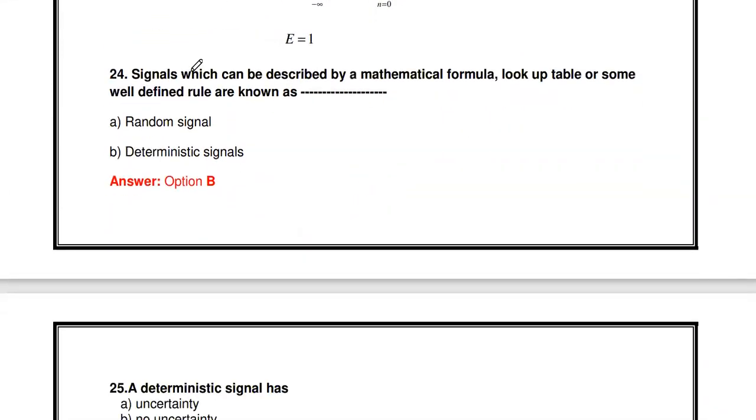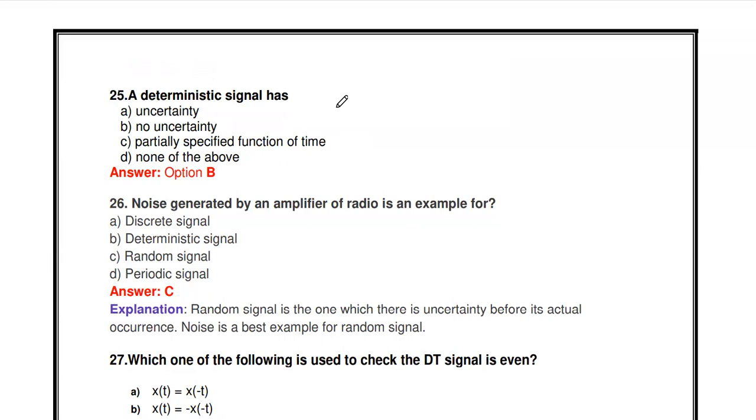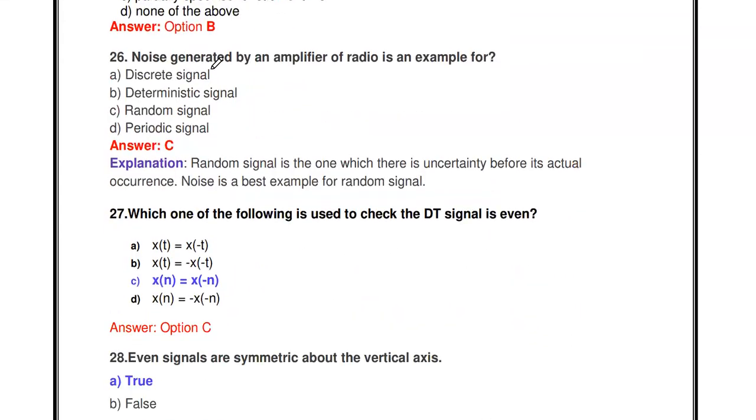Then the next one: a signal which can be described by a mathematical formula, lookup table, or some well-defined rule is known as a deterministic signal. We discussed the third classification, deterministic and random. Deterministic means the signal can be defined by a mathematical formula, lookup table, or graphical method. All standard signals are deterministic signals. A deterministic signal has no uncertainty. The noise generated by an amplifier of a radio is an example of a random signal. So the noise generated by all electronic equipment is an example of a random signal.